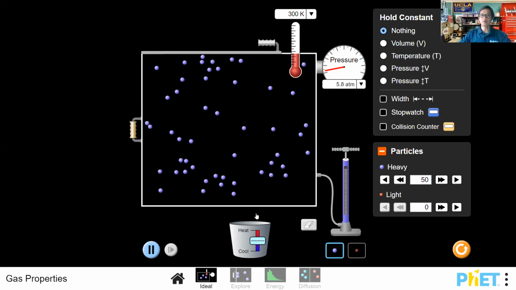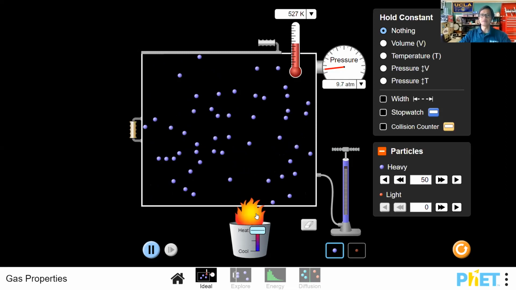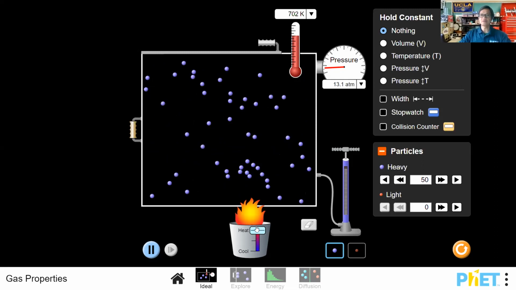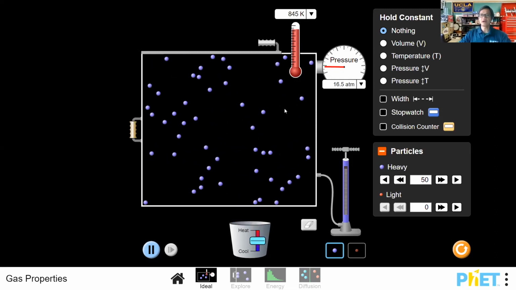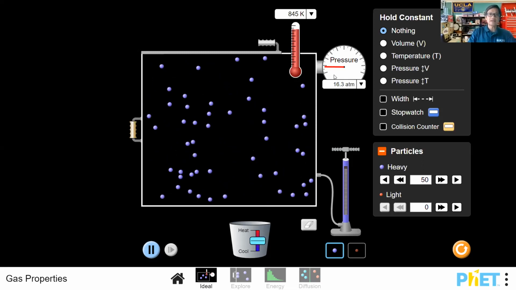Let's continue to add more heat. You look at the temperature, it's going up. Look what happens to the pressure here, folks. Let's increase it to about 845 Kelvin. Look at the pressure and look what happened. Let's write that down really quickly.